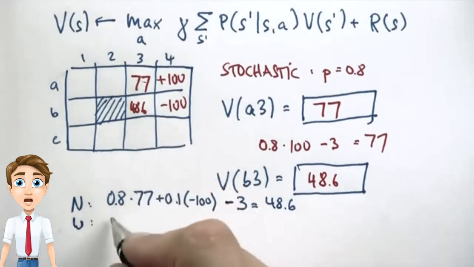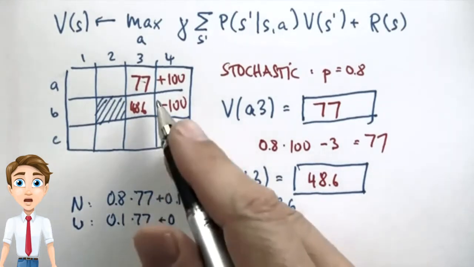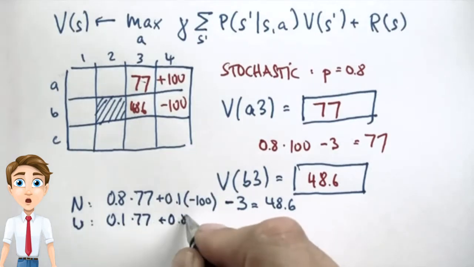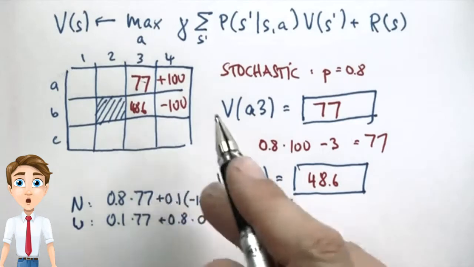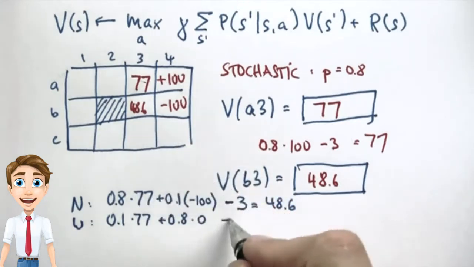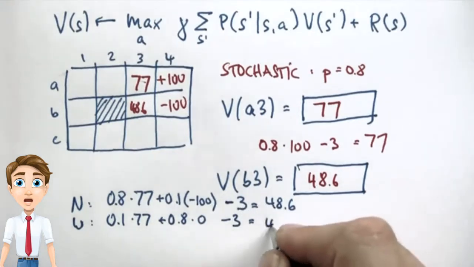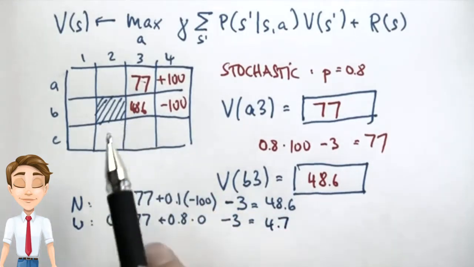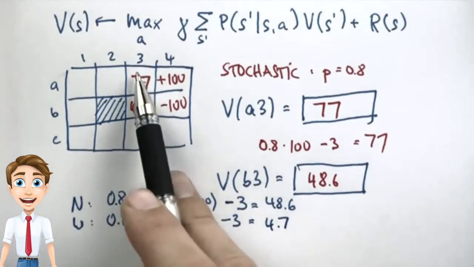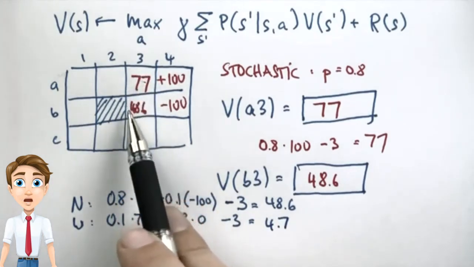Let's check the west action, W. We reach the 77 with probability 0.1, with 0.8 chance we stay in the same cell, which has the value of 0, and with 0.1 chance we end up down here, which also has a value of 0. We subtract our cost of 3, and that gives us 7.7 minus 3 equals 4.7. So at this point, going west is vastly inferior to going north, and the reason is we already propagated a great value of 77 to the cell over here, whereas this one is still set to 0.